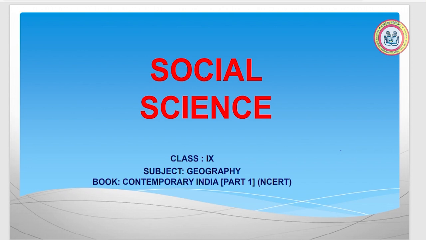Today I will be teaching you social science. In social science we will be studying geography, which is one of the subjects in social science. The book prescribed for geography is Contemporary India Part 1. It is an NCERT textbook. You will also need a practical notebook for geography. What we all study in geography: the physical features of India, natural vegetation and wildlife, drainage, climate, population, etc.